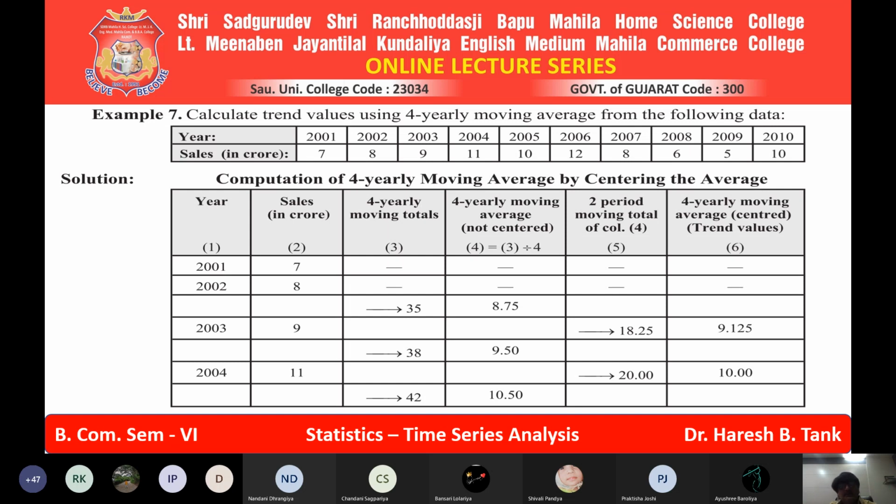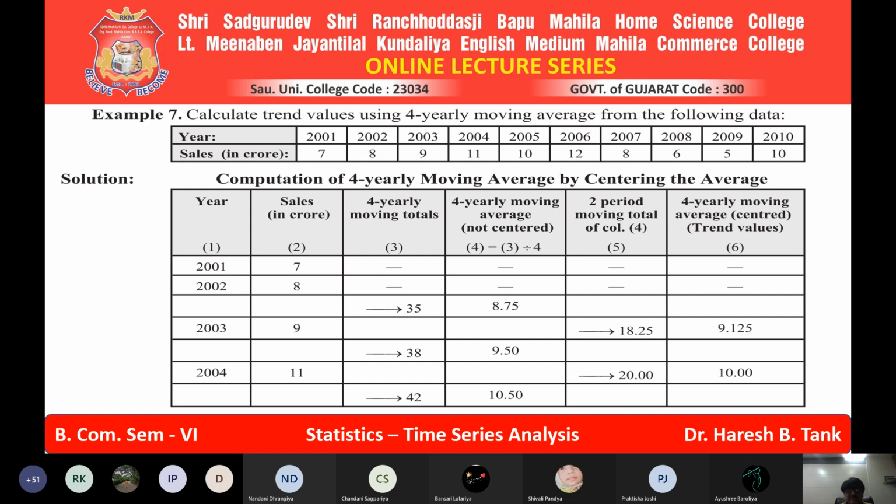The third column to be made is 4 yearly moving total. 4 yearly moving total means, again, you have to make a bunch of 4. And 7 plus 8 plus 9 plus 11 becomes 35. Similarly, 8 plus 9 plus 11 plus the next one becomes 38. And similarly, we have to put it in between 2002 and 2003. Means that sum becomes 35.